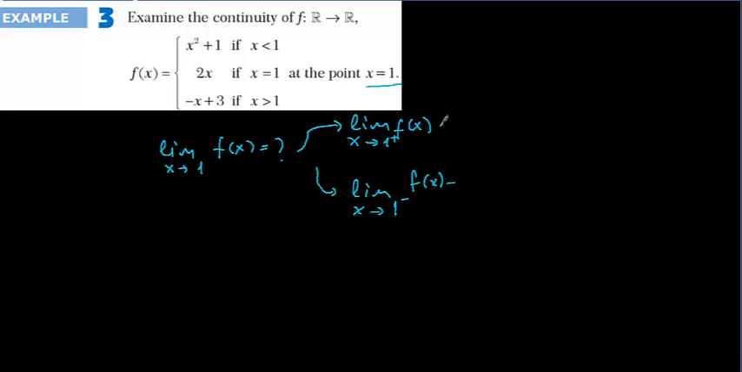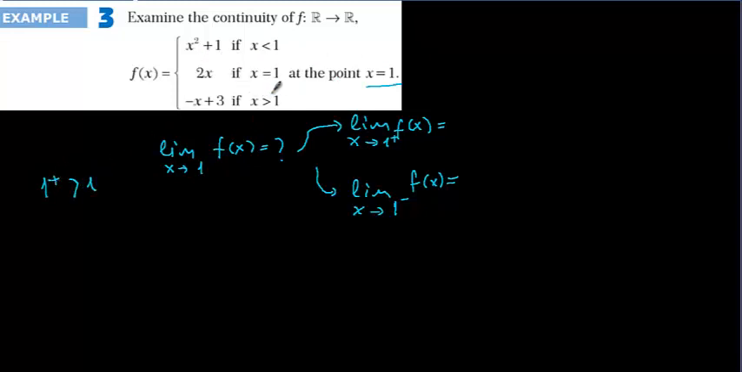Then I'm going to find the limit value with respect to these two, and if they are equal to each other, the limit exists, and we are going to find the limit value. Then we are going to check the function value there. Okay. Now limit x tends to 1 plus means greater than 1.